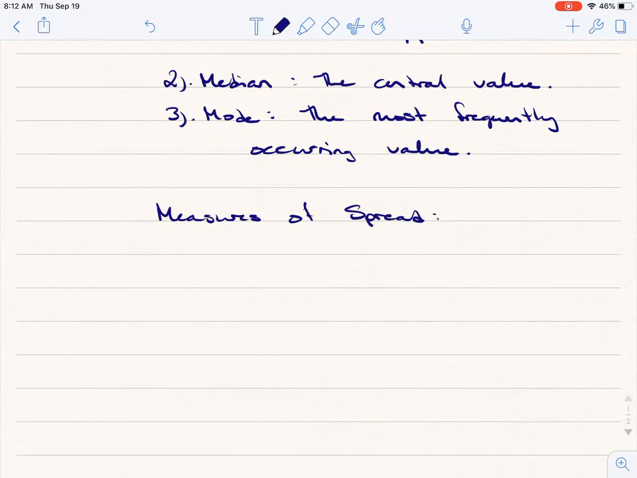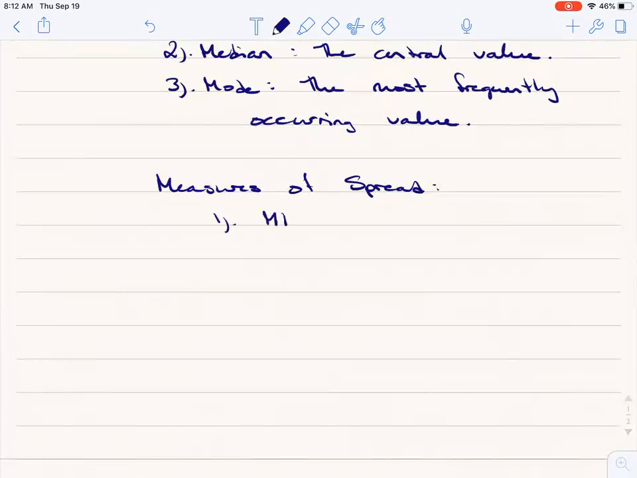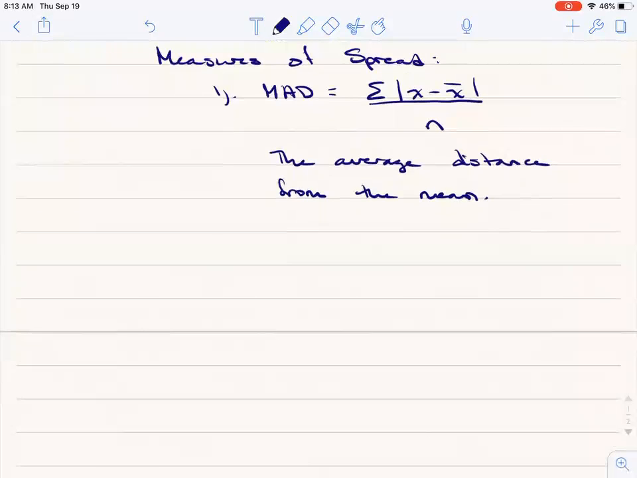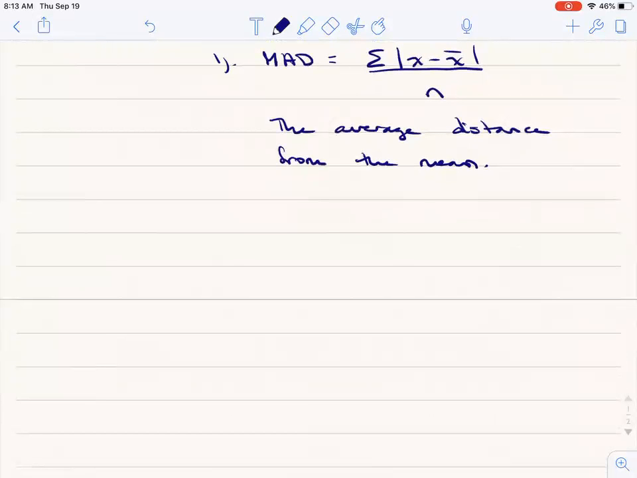And so the first one we talked about was the MAD, the mean absolute distance, which we calculate as the sum of the absolute value of x minus x bar over n. Essentially the average distance from the mean. And we managed to get through examples of all of these that we've talked about so far. And then today we'll finish off examples of the variance and the standard deviation. But we did talk about what they are.